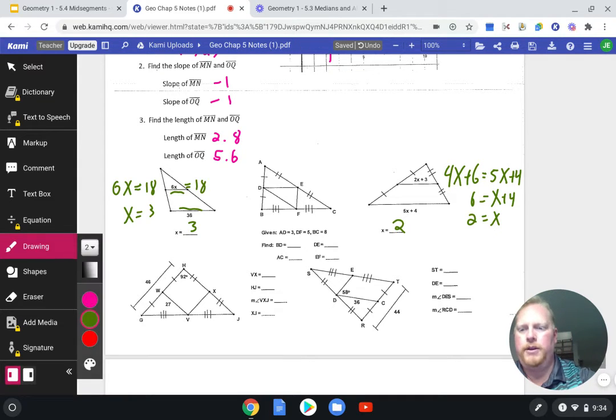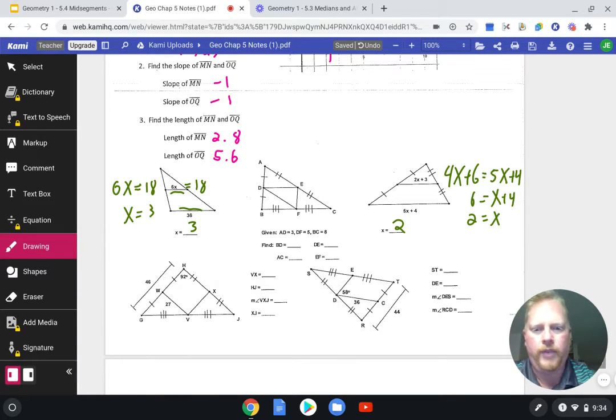All right, let's get this middle problem here. Given that AD is 3, so if AD is 3 and D is the midpoint, then I know that DB is also 3. Given that DF is 5, so if DF is 5, then I know that AC is 10, and BC is 8. So if this whole thing is 8, then I know that DE has to be 4.